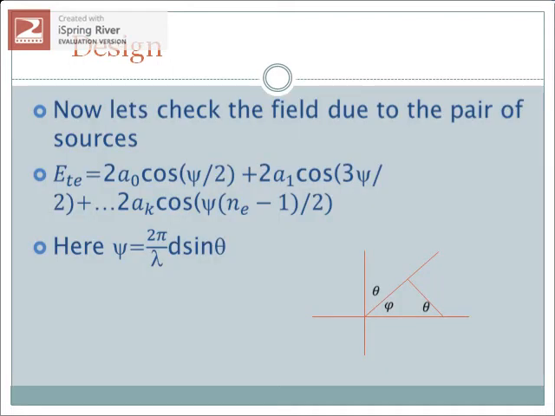Then we check the total field due to the pair of sources, and the total electric field is given by ETE equal to 2A0 cos psi by 2 plus 2A1 cos 3 psi by 2 plus the remaining terms till 2AK cos (NE minus 1) psi by 2, where psi is 2 pi by lambda into d sin theta. What is the reason for using sin theta here? Normally we use cos theta, but here we use sin theta. The reason is that we arrange the antenna elements along the horizontal line. That's why we use sin theta here.